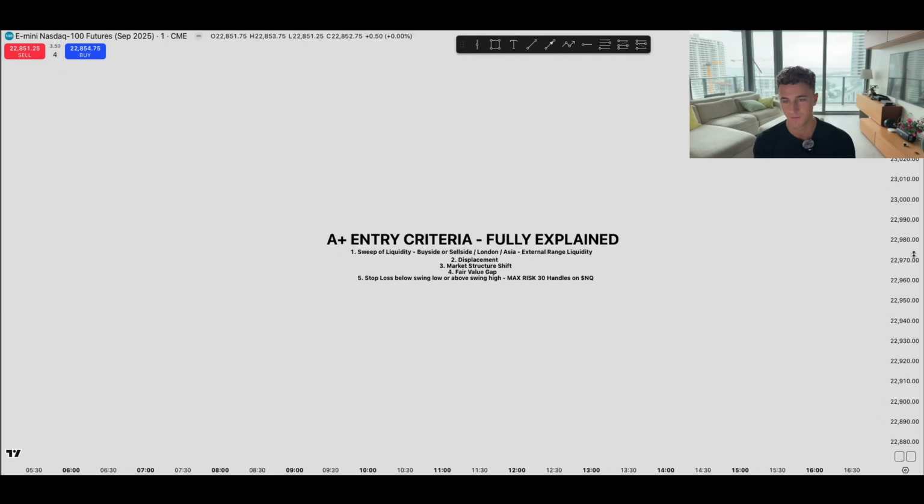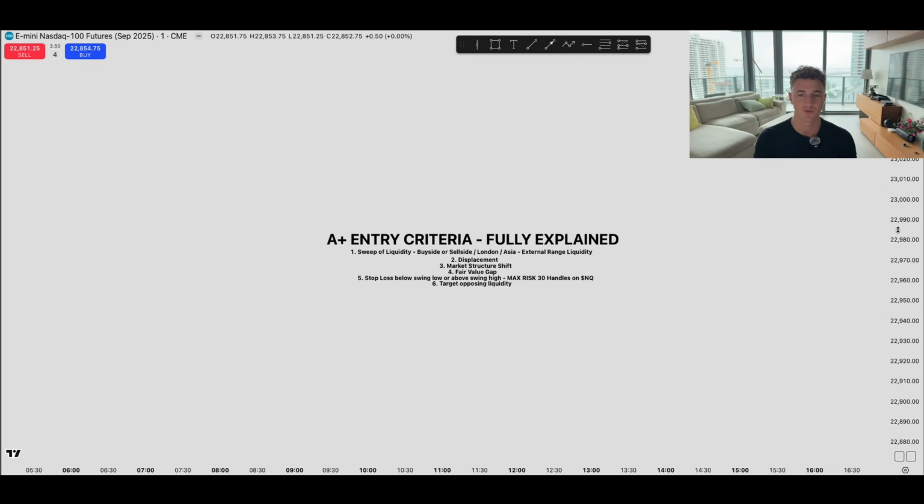Now, the maximum amount of risk that you're going to be putting on the table when you're trading this model is going to be 30 handles. Please don't be risking more than that, because that is way more than enough. You're giving a lot of room for price to actually breathe and not stop you out prematurely. But yeah, that is a good amount of risk.